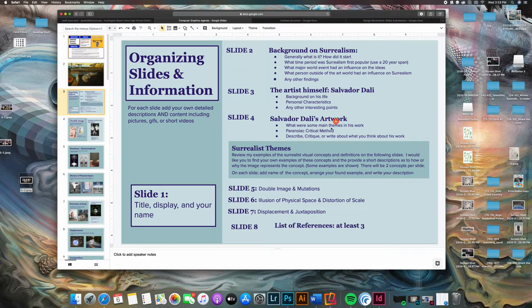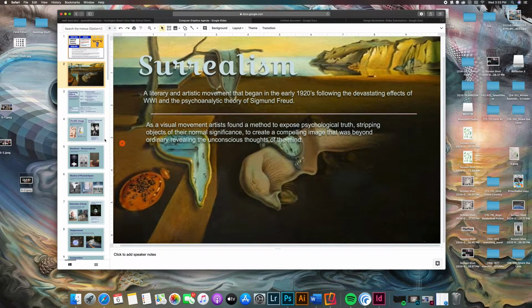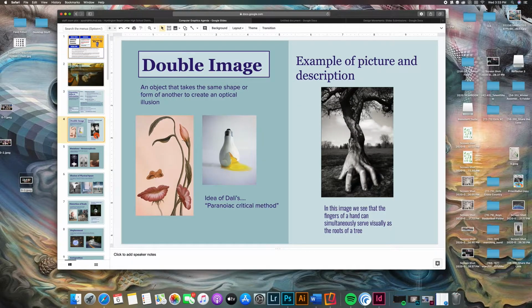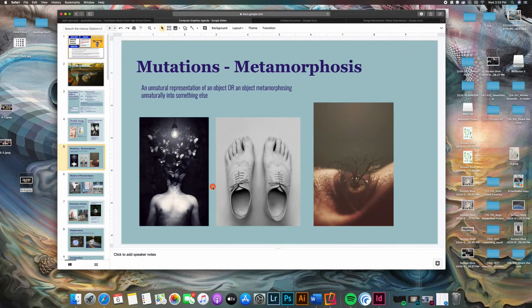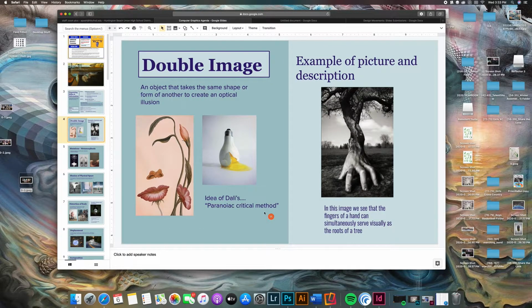All right, and the next 3 slides here are your visual concepts, and there's a little bit more. I can condense it down to the main ones here. So this is the double image, an object that takes the shape or form of another to create an optical illusion. And I gave you some information here. This is the idea of Dali's paranoid critical method.